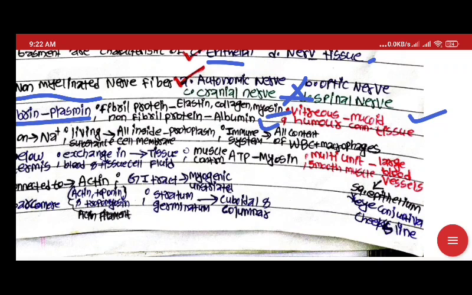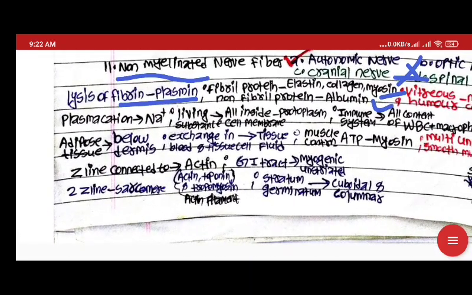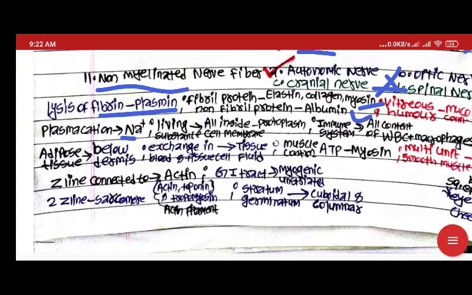So vitreous humor is also called what? Mucoid connective tissue. This is the correct option. Now plasma. In plasma we have the cation, the electrolyte, that is what? Sodium, Na plus.